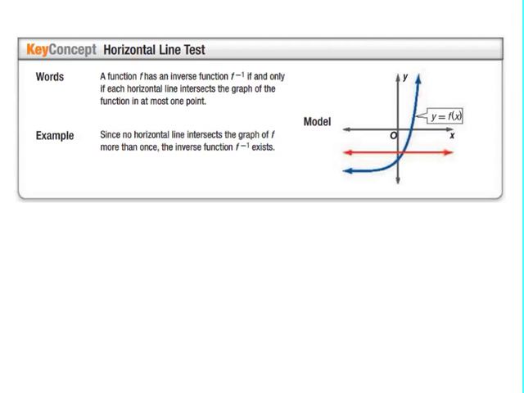Let's talk about inverse functions and some of the characteristics they have to follow. First of all, a function will have an inverse if and only if it passes the horizontal line test. Remember we had a vertical line test with a function. If it has an inverse, it has to pass the horizontal line test, which means if I take a horizontal line and move it up through the graph, it can only touch the graph at one point. If it touches at more than one point, it doesn't have an inverse.